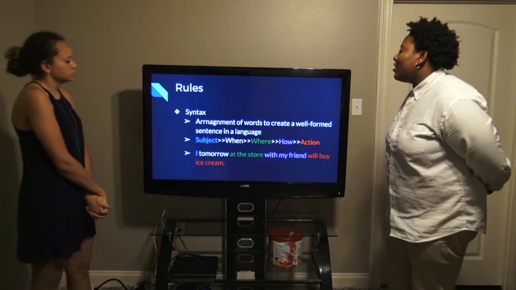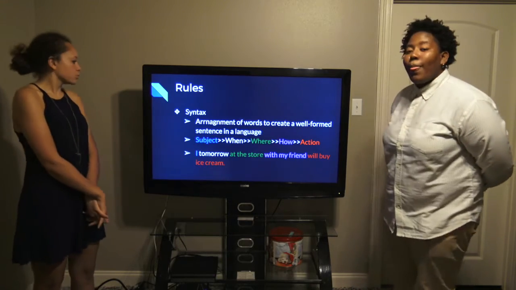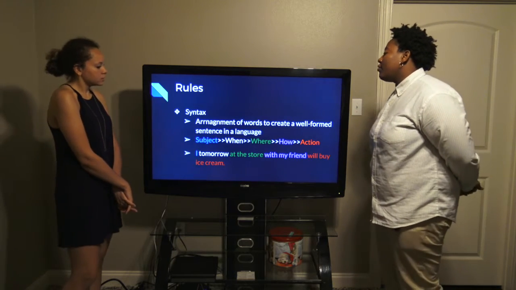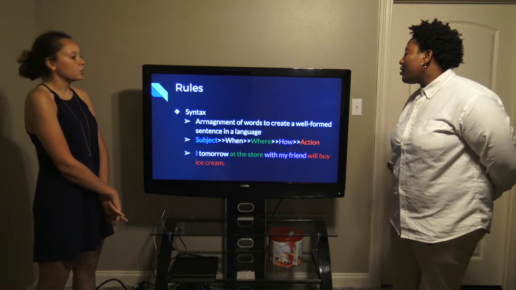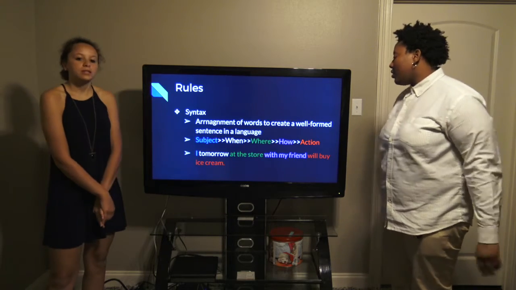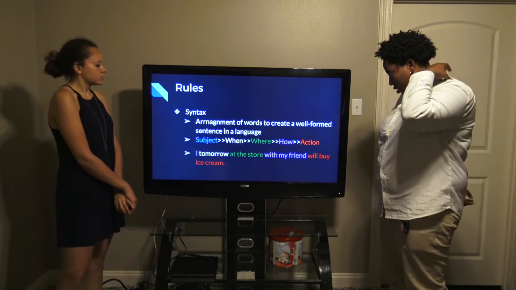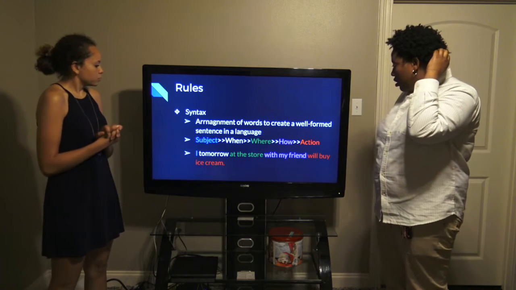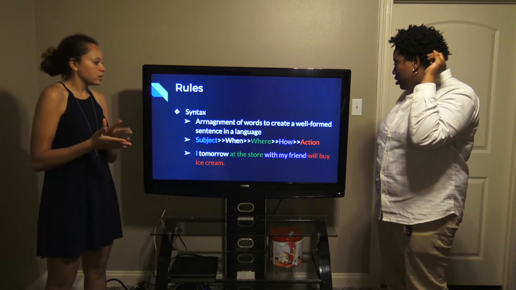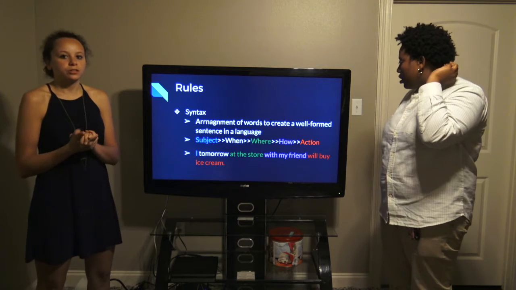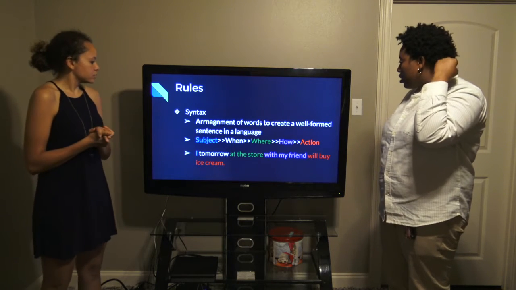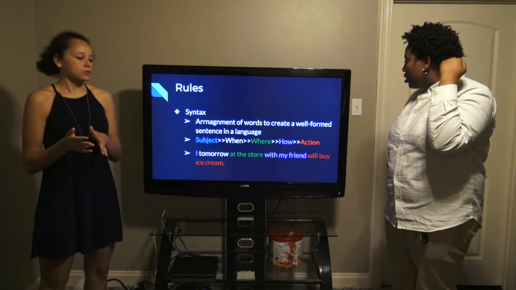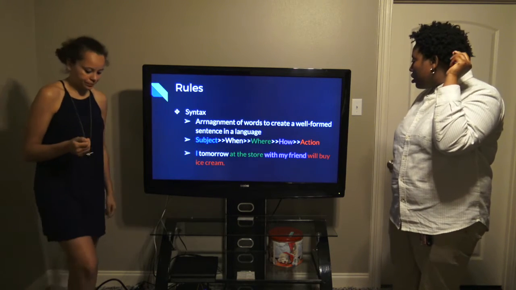So, rules. Every language has its own rules. Syntax is the arrangement of words that create a well-formed sentence in a language. Right here is an example from Chinese. The Chinese rule is subject, when, where, how, and action. An example is: I tomorrow at the store with my friend will buy ice cream.